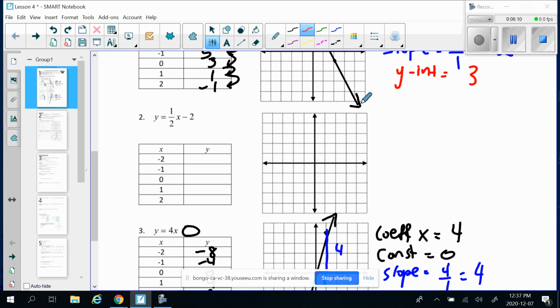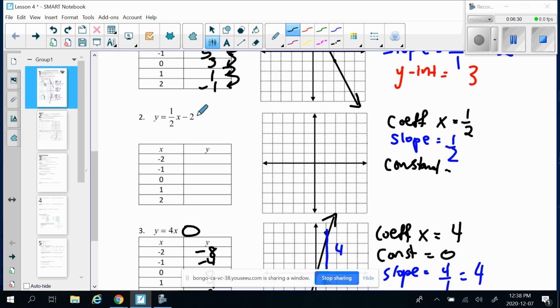So if you were to look at this equation right here, you would be able to tell right away that because the coefficient of x is 1/2, you know that the slope is going to be 1/2. And because you know that the constant in this case is -2, you already know that the y-intercept is going to be -2. And if you know these things, you can plot this a lot faster.